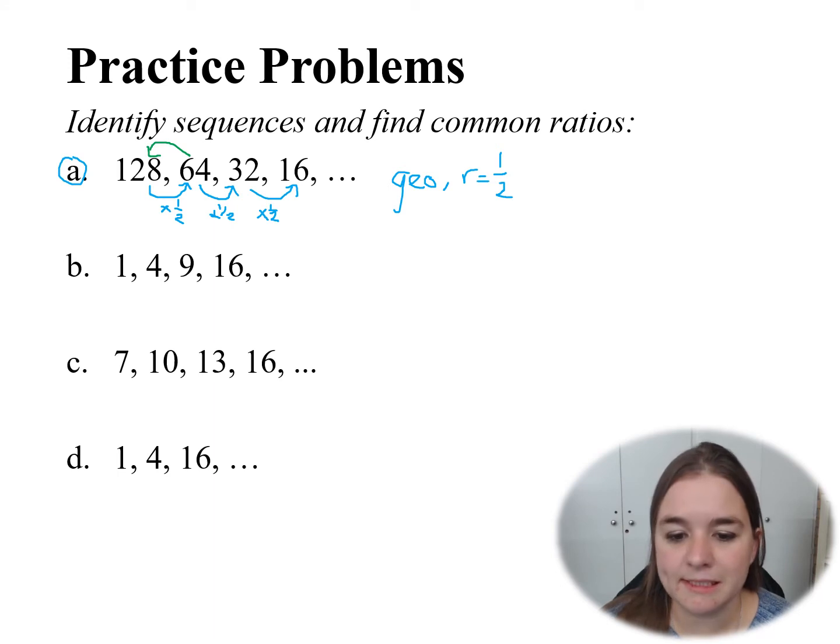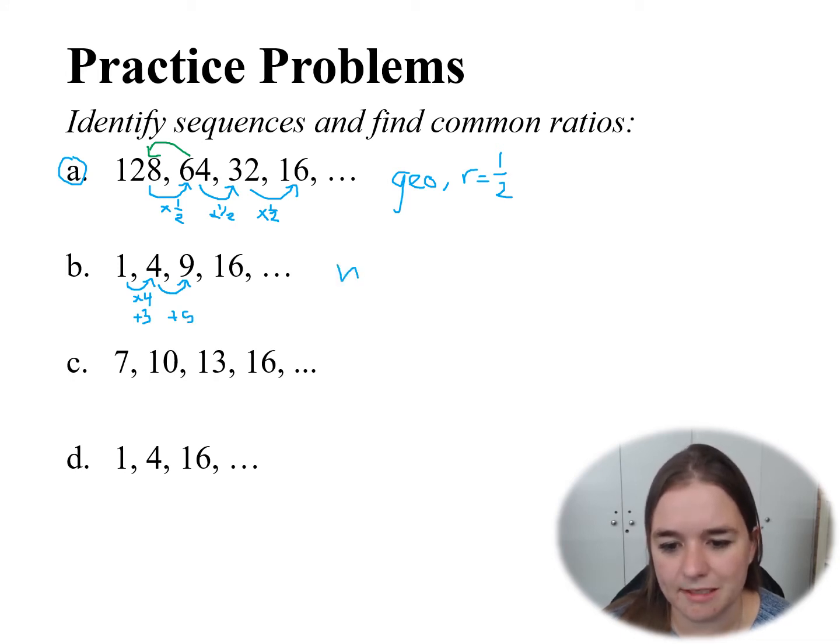If I look at this one, 1, 4, 9, 16, let's see what kind of sequence we have. To turn 1 into 4, that's either times 4 or plus 3. Let's see if either of those patterns match when I go from 4 to 9. 4 to 9 is times 9/4 or plus 5. So it is neither arithmetic nor geometric, so I'm going to say neither. Because it is neither, I don't have a common ratio or a common difference, so I'm just going to leave it with the word neither.